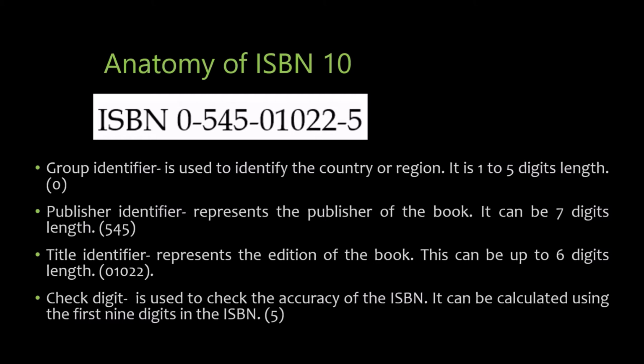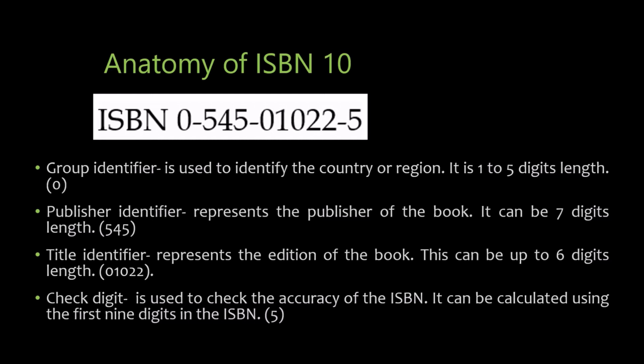Now, here, group identifier is used to identify the country or region. It is 1 to 5 digits length. Here, the group identifier is 0. The publisher identifier represents the publisher of the book. It can be 7 digits length. Here, the publisher identifier is 545. The title identifier represents the edition of the book. This can be up to 6 digits length. Here, the title identifier is 01022.